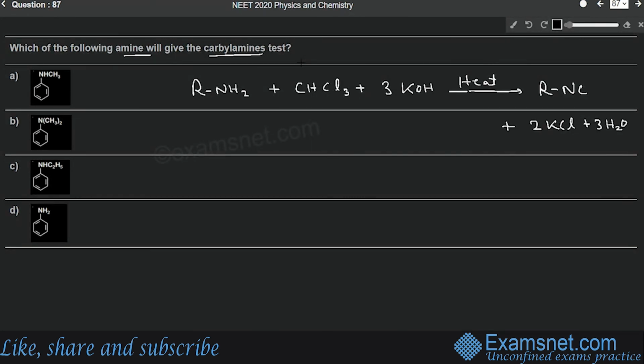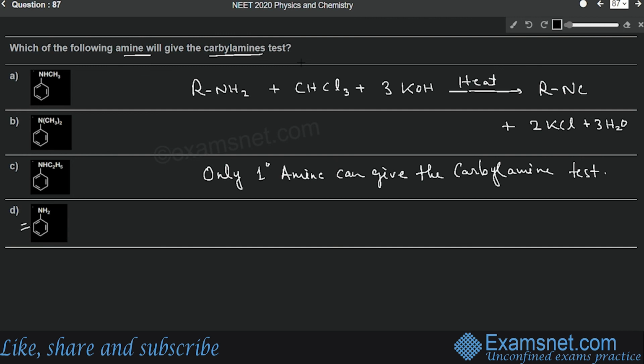What is to be noted here is that only primary amine gives the carbylamine test. So only 1 degree amine can give the carbylamine test. Secondary or tertiary amines will not give the carbylamine test. Now out of the given options we can see that only option D has a primary amine. So option D will be the correct answer here.